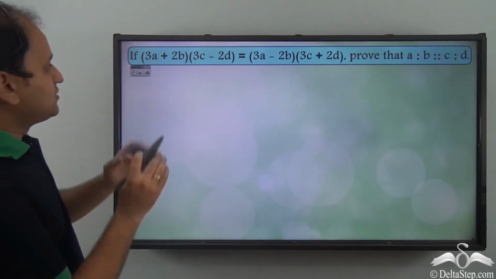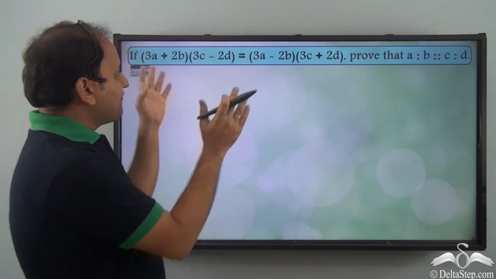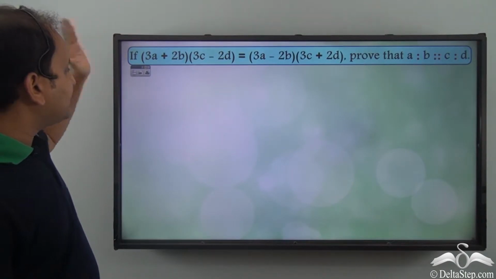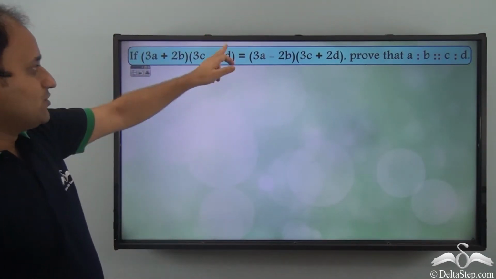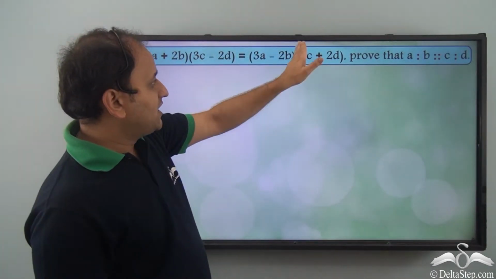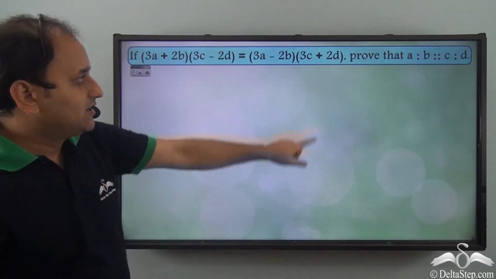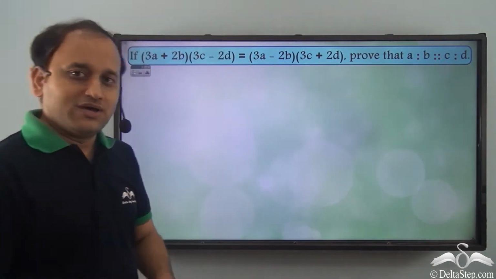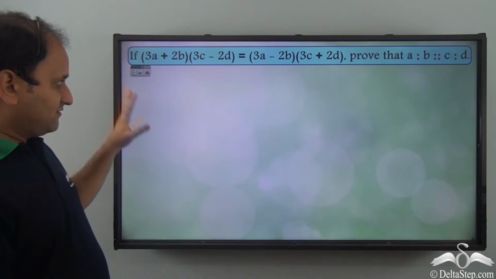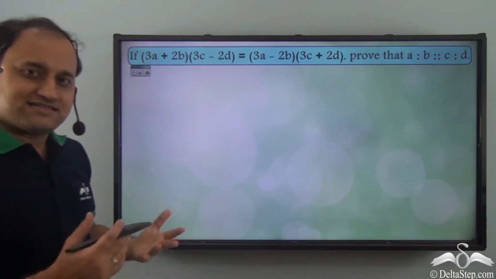Now let's see another question. Again, we have a question where it states that if (3a plus 2b) into (3c minus 2d) is equal to (3a minus 2b) into (3c plus 2d), we need to prove that a is to b is proportional to c is to d. So again, the question itself gives us hints.